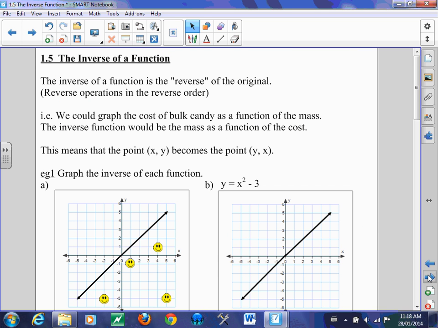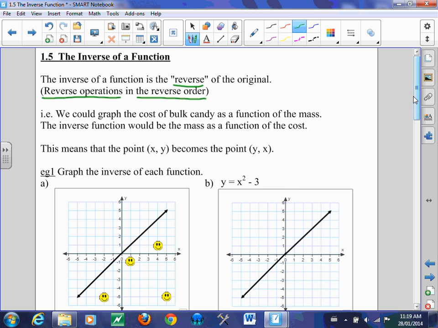1.5, the inverse of the function. The inverse of a function is the reverse of the original. And that's what we're going to be using. We're going to do reverse operations in reverse order today. Kind of funny stuff, which is really cool.